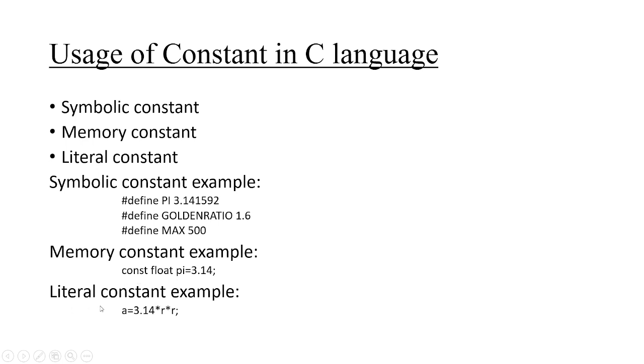Literal constant means we can directly use a constant wherever it is needed. For example, when we are calculating the area of a circle, the formula is pi r square. So here I am using it directly, saying A is equal to 3.14 into r into r. This usage of constant is called a literal constant. This is how we can tell the compiler that we are using a specific constant in our program.